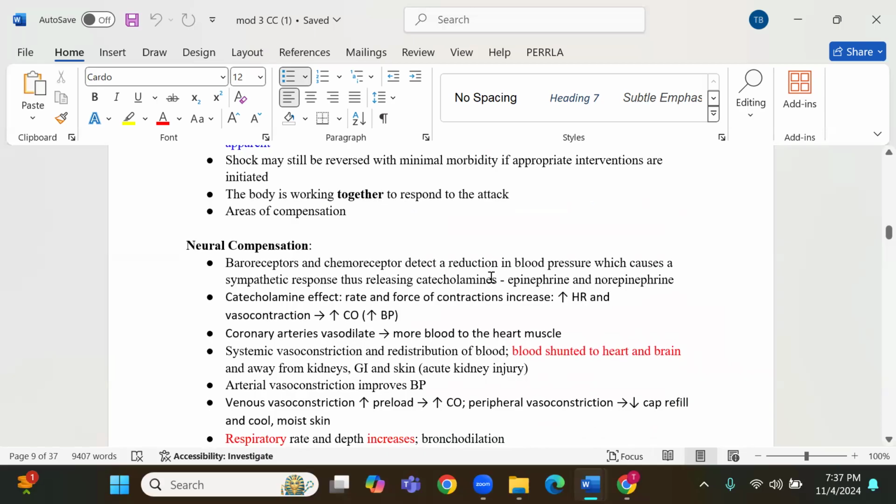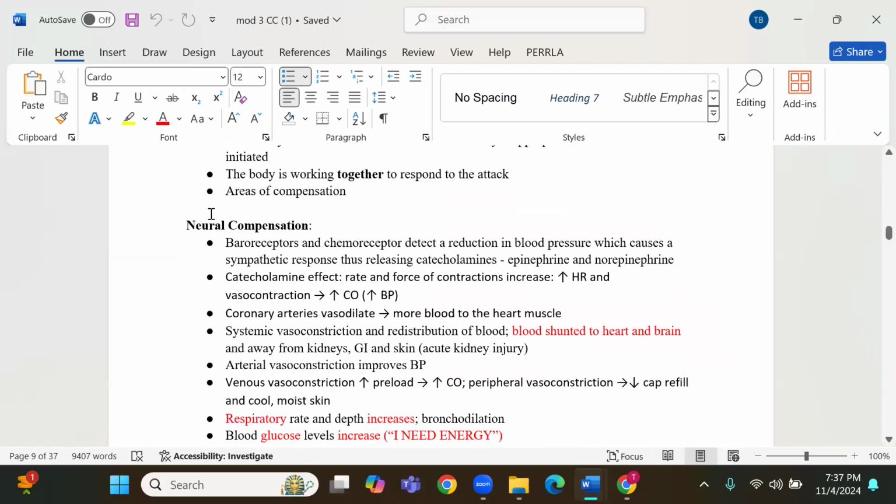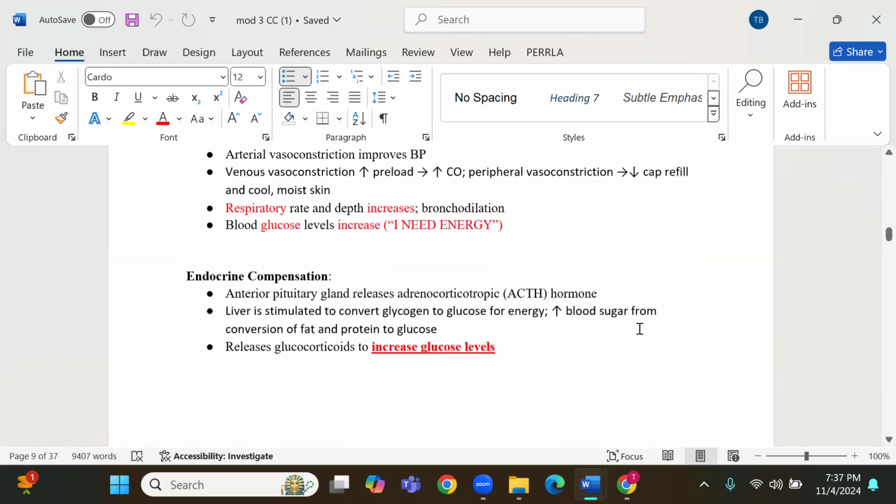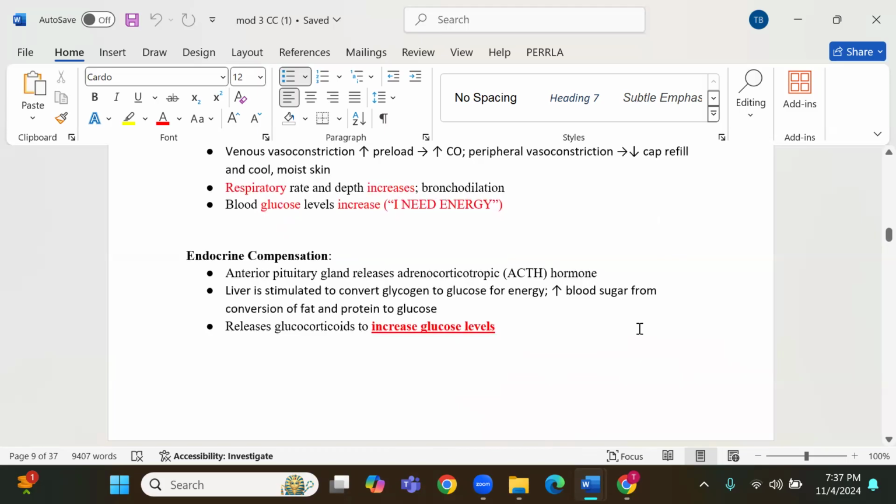We have different, which you do not have to memorize this, so I don't want to confuse you, but we have neural compensation, which will increase our heart rate and our cardiac output. So that might be the first thing that you see besides the urine output going down, is the heart rate going up, right? And then we would, of course, look at preload and everything. Look what our endocrine system does. This is something that I think might be important as we're in this compensatory mechanism phase. They have an increase in blood sugar.